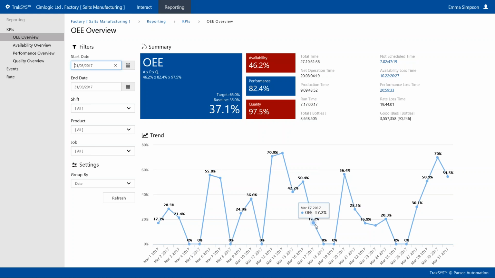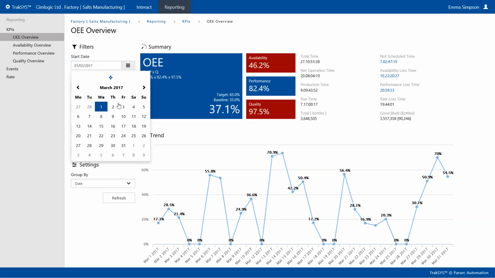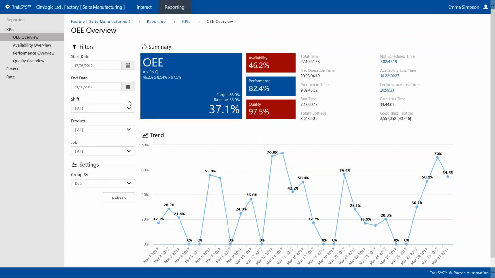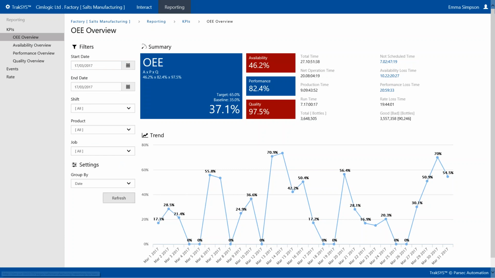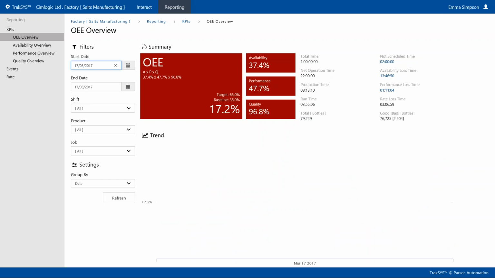Let's look at the 17th, where we have 17%. We can actually drill down and try to see what happened on that date. Yes, it was really low, and we have seen that availability was quite low on that day. We can drill down into availability and see what happened exactly on that day.